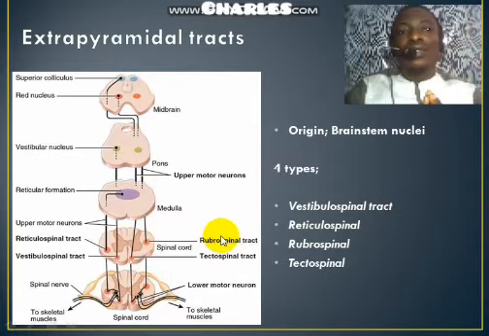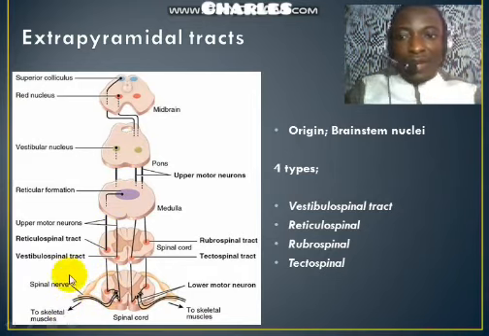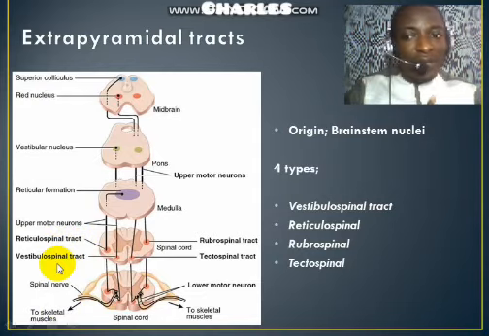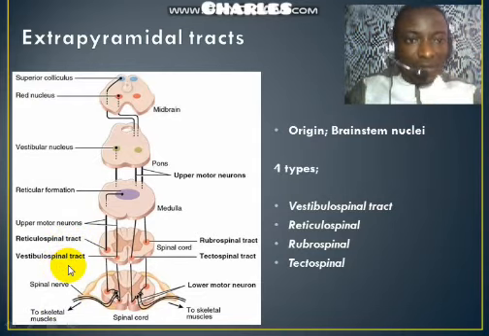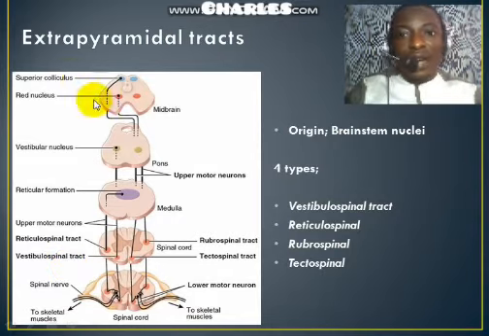Now, 2 of these tracts descend ipsilaterally down the spinal cord to end at the effector organ, which is the skeletal muscle. The tracts are the reticulospinal tract and the vestibulospinal tract. They do not decussate at any point within the CNS. Whereas 2 decussate, or cross over the midline to the opposite side of the CNS. The tracts are the rubrospinal tract.